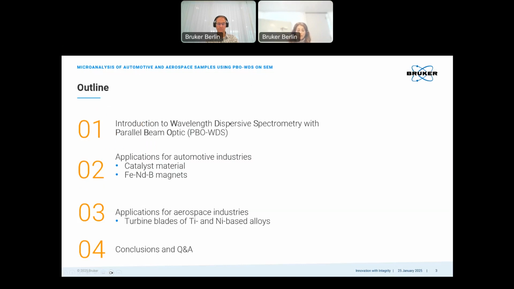The presentation today is divided into 3 parts. Michel will first review the WDS technique and the advantages of the parallel beam optic approach with grazing incidence. He will then present application examples for the automotive industry, looking at ceramic used in the catalyst and permanent magnets for electrical engines. And in the third part, Michel will delve into titanium and nickel-based alloys for turbine blades, discussing the inclusions.